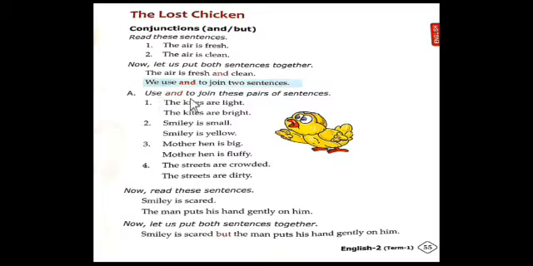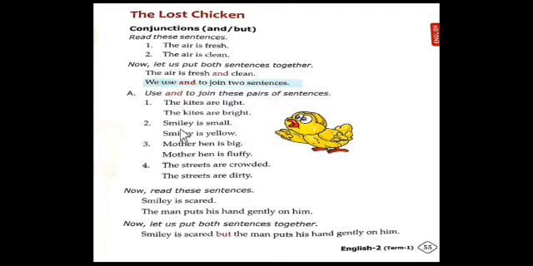Use and to join these pairs of sentences. So first pair: the kites are light. The kites are bright. So here there are two given sentences. You can make one sentence by adding the conjunction. How do you make it? The kites are light and bright. We made one sentence adding the conjunction and. Correct?